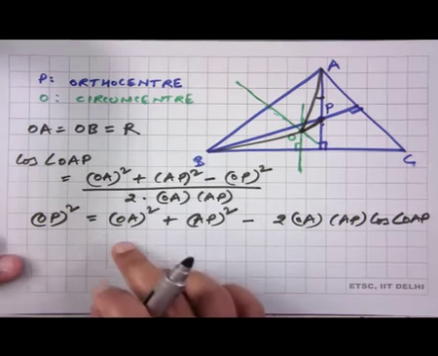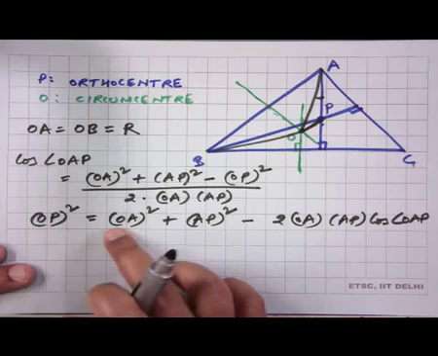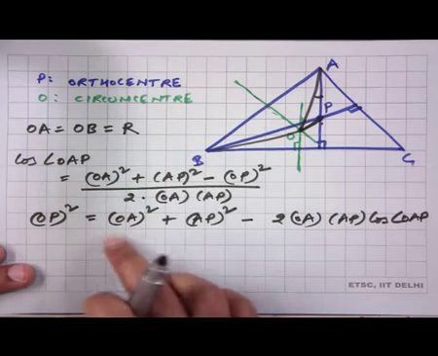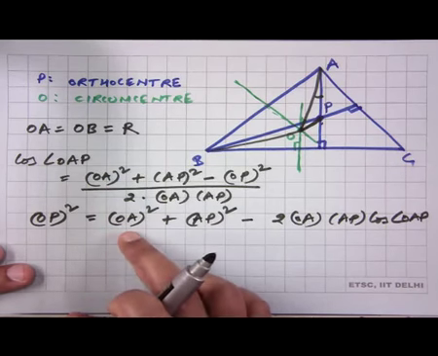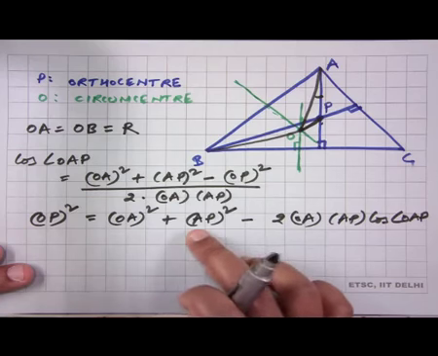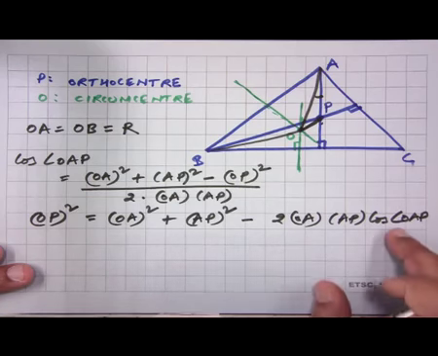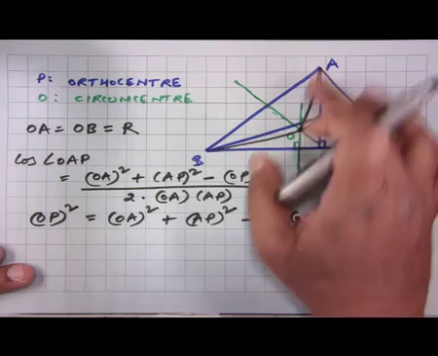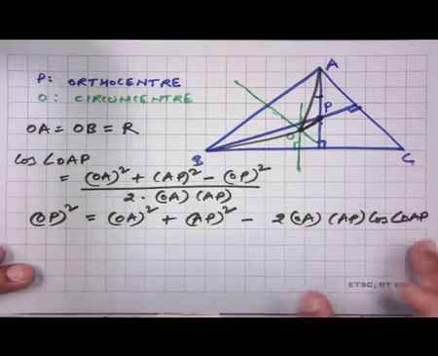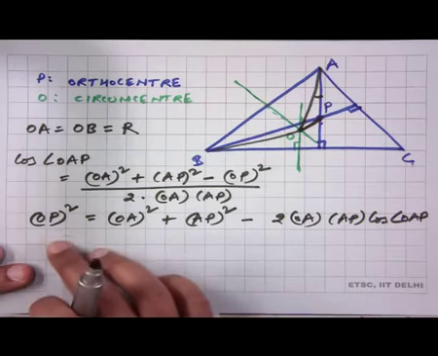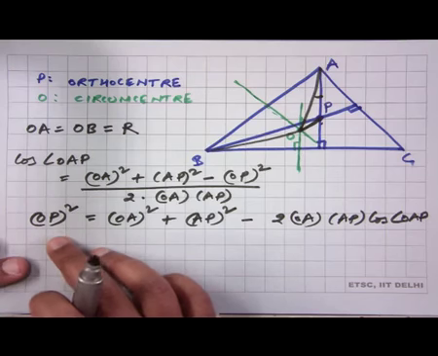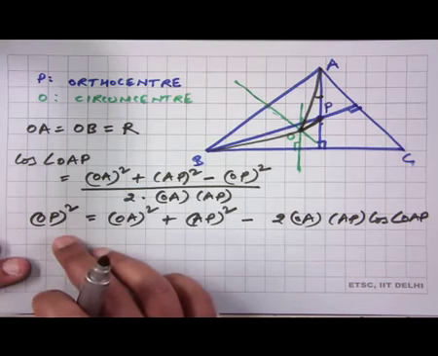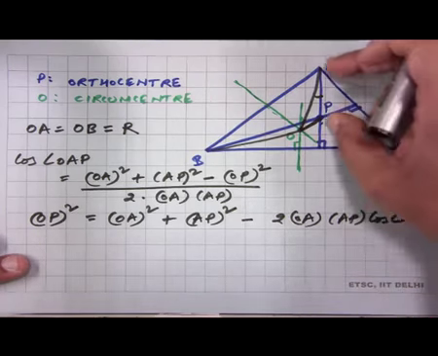We already know that OA is equal to R. Therefore, if we can somehow find an expression for AP and the value of this angle OAP, then by substituting those expressions we should be able to get an expression for OP. So, that is the approach we are going to take. Let us find an expression for this length AP.